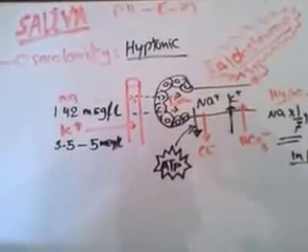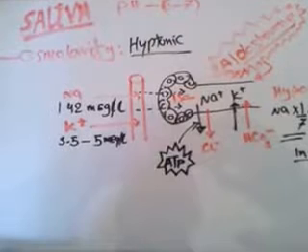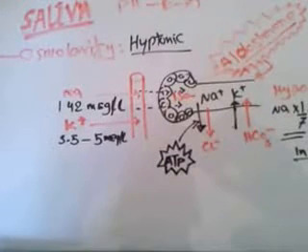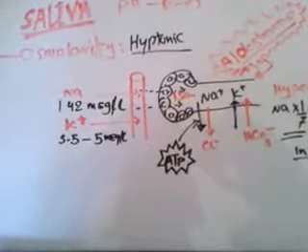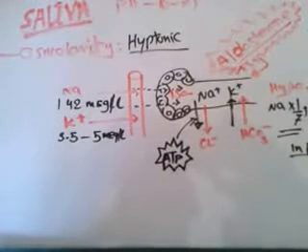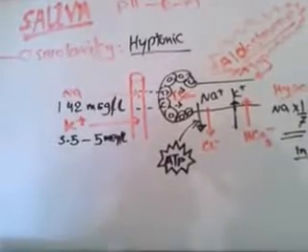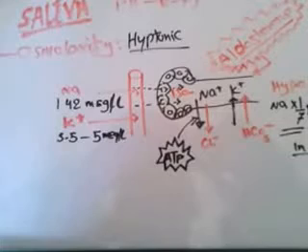Hi, today I'm just going to talk about saliva. Saliva is a secretion that is produced from the salivary glands. We have three main salivary glands: the parotid gland, the submandibular gland, and the sublingual gland.